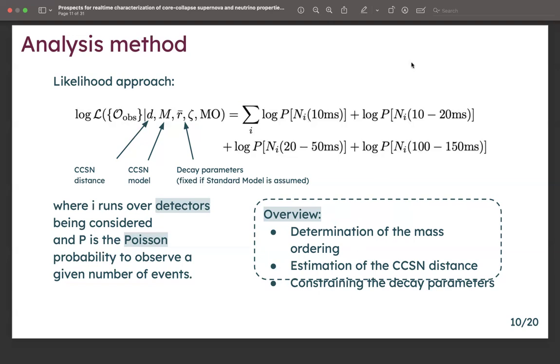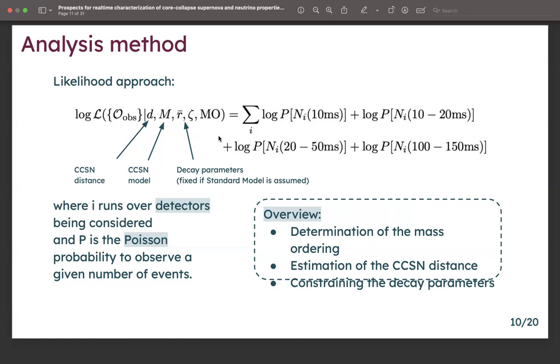So just as a small overview of what you will see in the next few slides, I will start by showing you what we can do when attempting to determine the mass ordering. Then I will move on to the estimation of distance to the supernova. And finally, I will talk about what constraints can be made on the decay parameters.